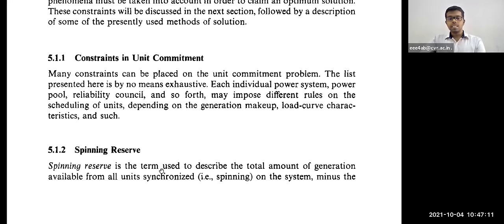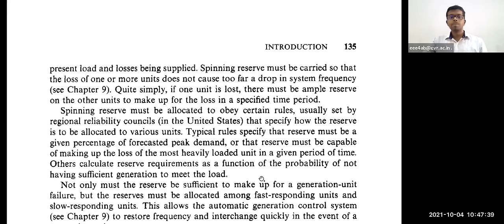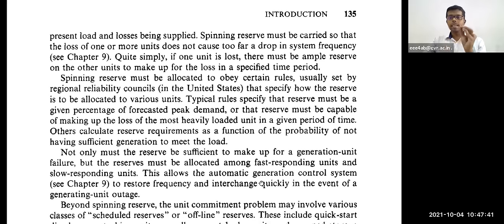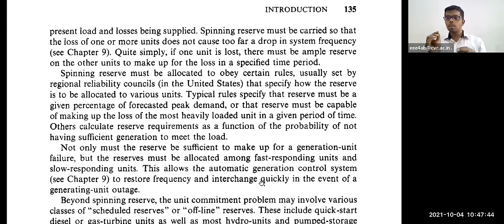So spinning reserve is a term used to describe the total amount of generation available from all the units synchronized. Total generation available from all the generating units. Say for example, 10 generating units are there, synchronized, generating 1000 megawatt. So all the units synchronized, that is spinning on the system, minus the present load and the losses. So whatever the generation is, minus present load and the losses.